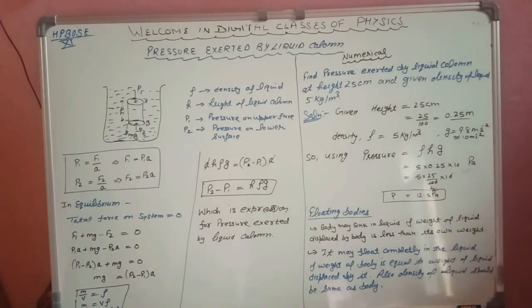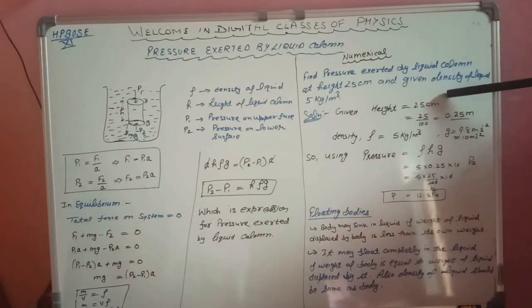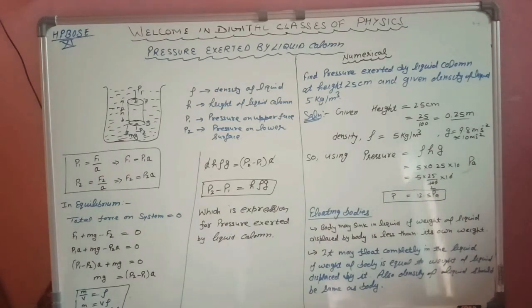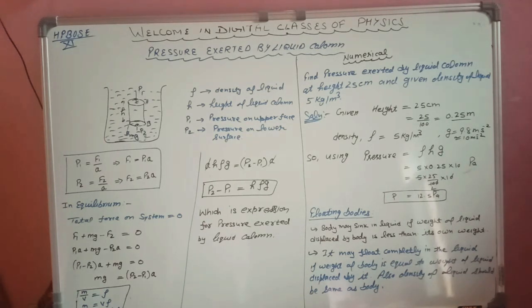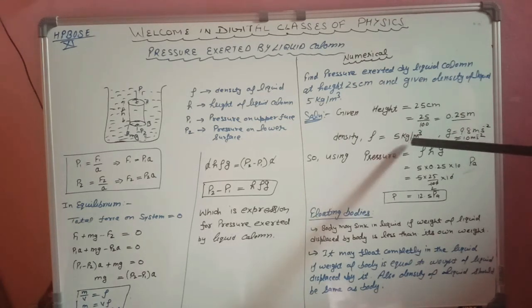So you can see that here you are given with height is equal to 25 centimeters, but centimeter is a CGS unit. So you have to convert it into SI units. How to convert centimeter into meters? By dividing it by 100. So 25 by 100 equal to 0.25 meter. Density is given 5 kg per meter cube. Okay, so this is already in SI units, no need to change it.